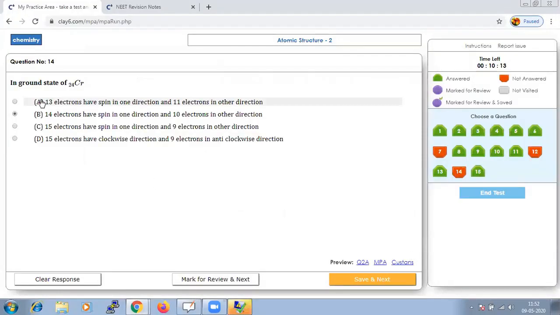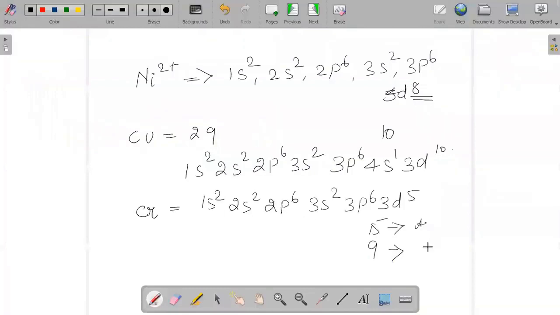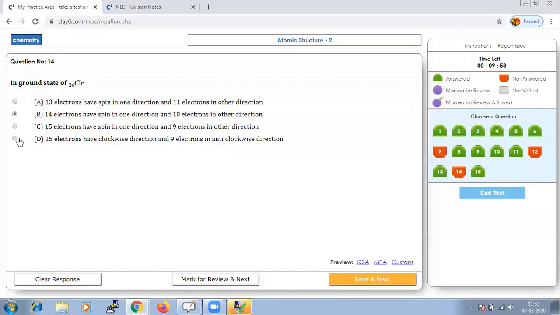Hence, the given option says 14 electrons spin in one direction and 10 electrons in the other. But what we have found out is 15 electrons and 9. Hence, from the given options, option C should be right because that gives 15 electrons with spin in one direction and 9 electrons in the other direction.